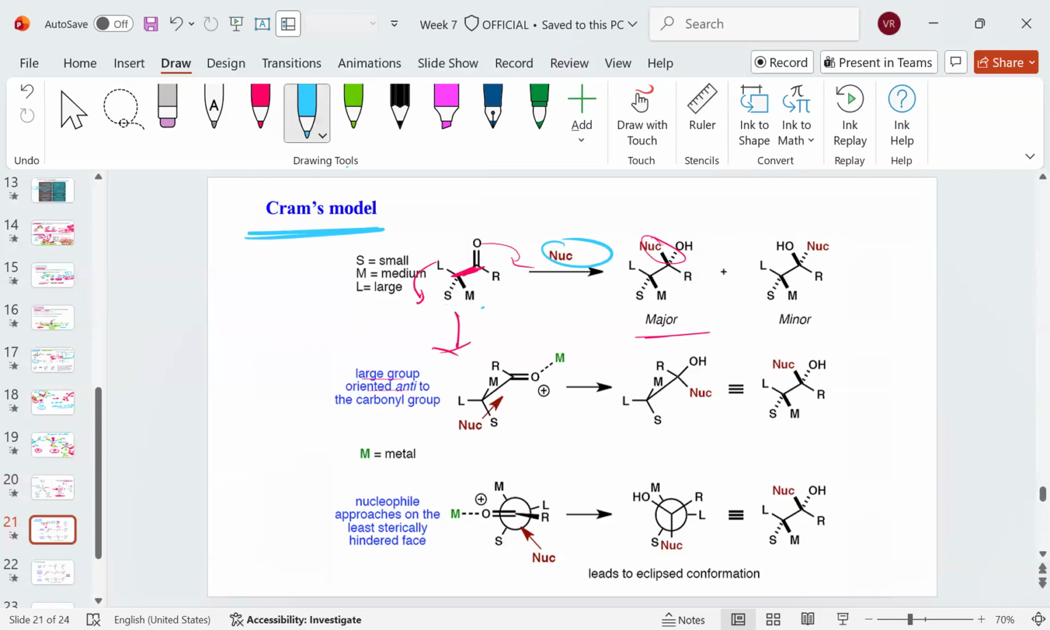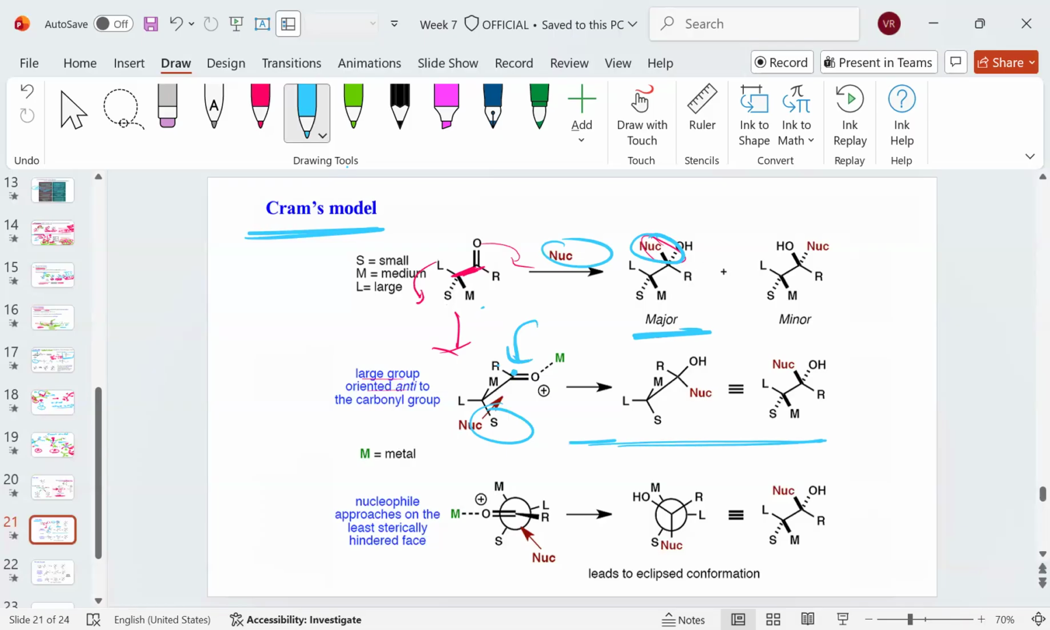Now the attack is on the smaller side. This is the smaller group, so that is from the top side. Here also, the attack takes place on the top side. So this R goes down and the nucleophile comes from the top side. That's how we get the major product here. So this is a step-by-step demonstration of the mechanism shown here.